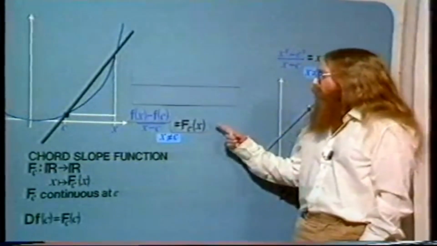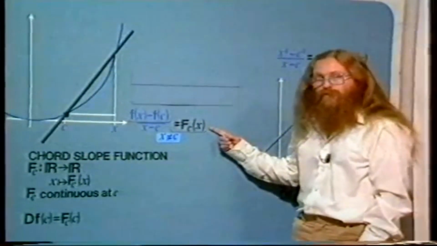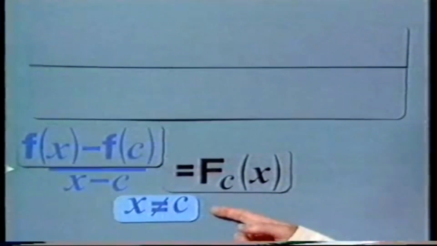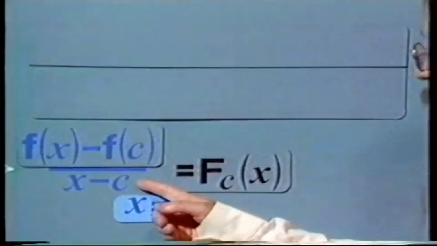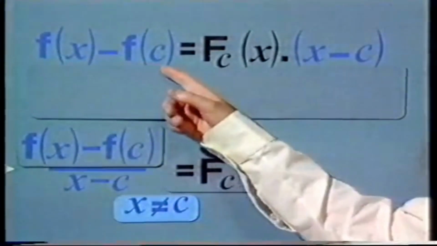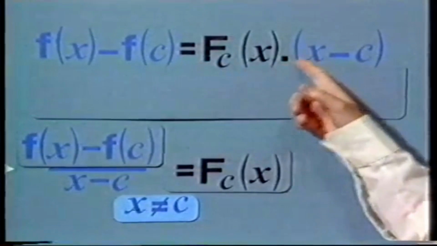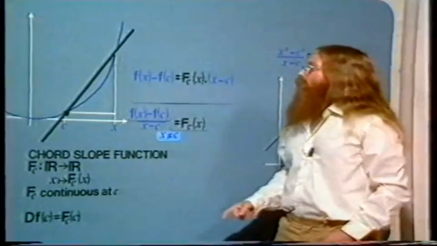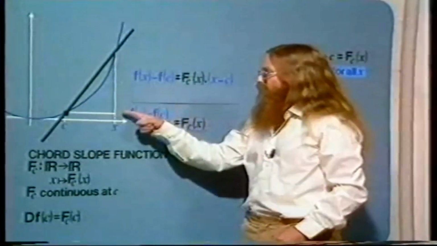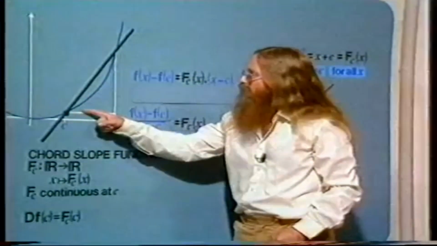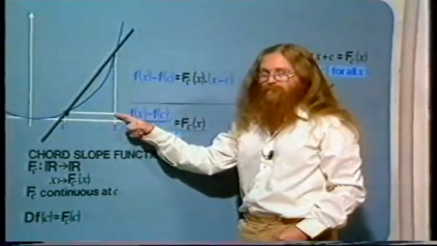Well, let's tidy this equation up a bit. You see, it's rather awkward to use in proofs because of this quotient and this restriction. So what we'll do is we'll cross-multiply by x minus c to obtain this equation. That's just this difference is equal to the value of the chord-slope function times this difference, and there's nothing strange about that. That corresponds to this geometrical fact that this height is equal to the value of the chord-slope function, that's the tangent of this angle, times this distance.